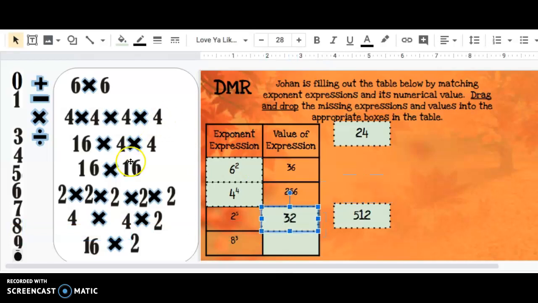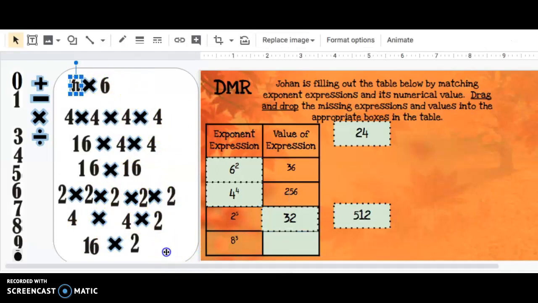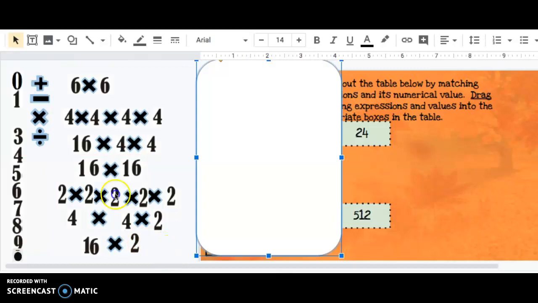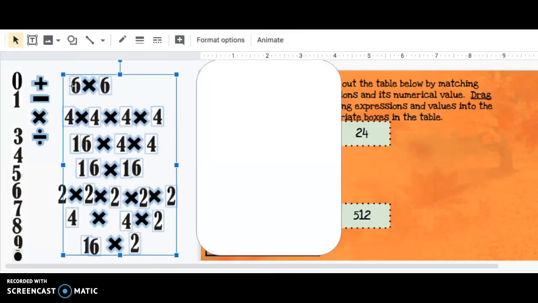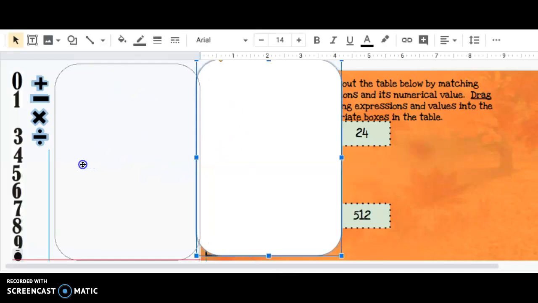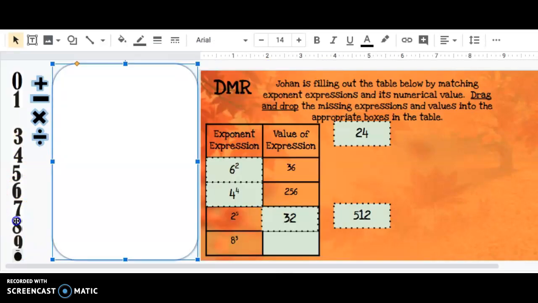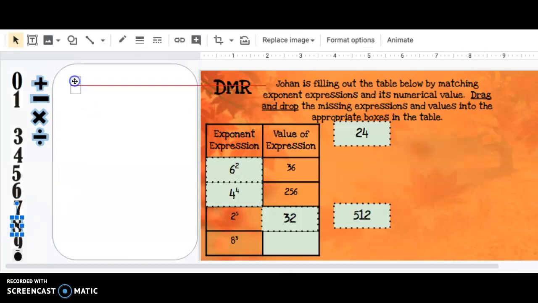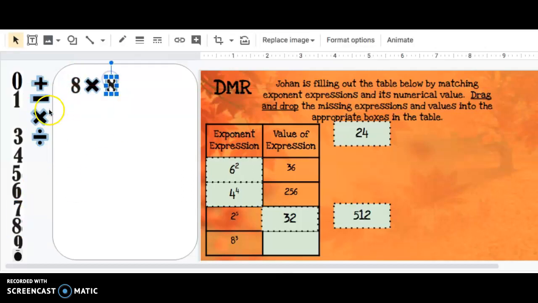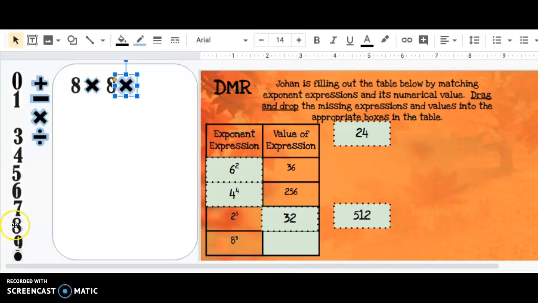Okay. So I'm actually going to delete all this so I can do my 8 to the third. You would just find your other piece of paper. So I'm going to delete all these. I'm going to slide this over here for a minute. Highlight all this. And I'm going to put my 8, because it's 8 to the third power. So I'm going to do 8 times 8 times 8.